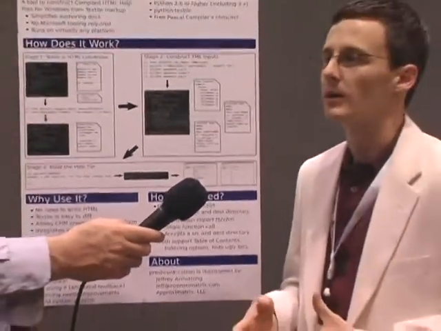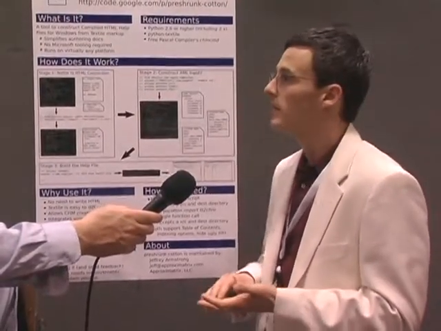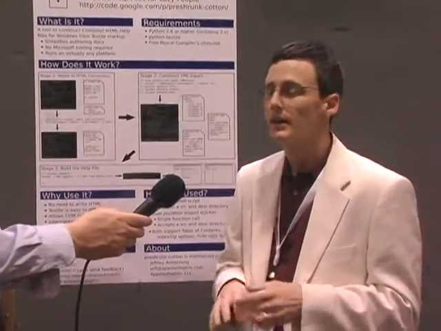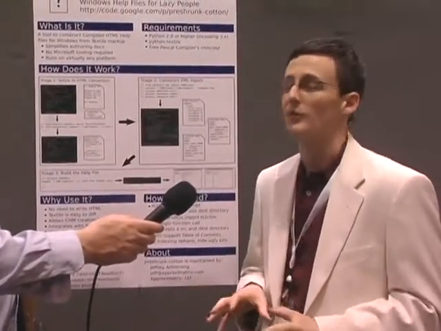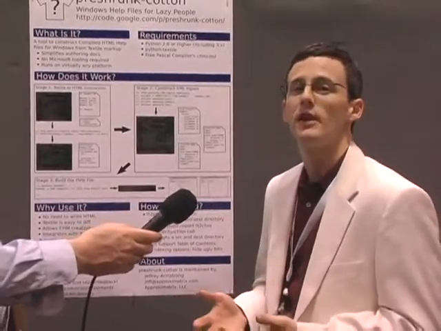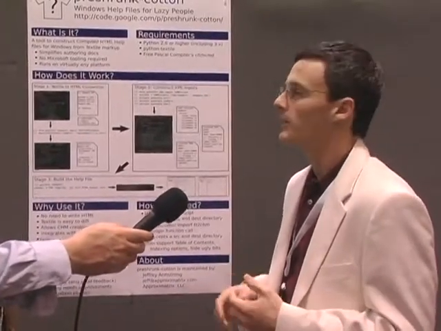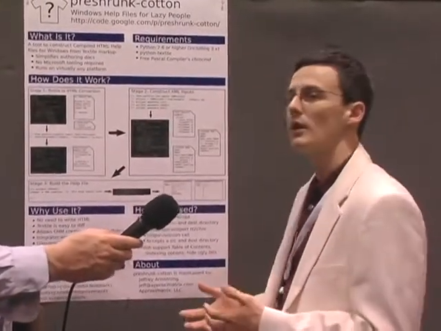One of the nice things about this design is that preshrunk-cotton is, A, free software, and B, does not require any Microsoft tooling. Not that there's anything wrong with Microsoft tooling, but the goal here was to be able to do this on any platform supported by the free Pascal compiler, because they're the ones who actually managed to reverse engineer compiled HTML help by Microsoft. So now, if you have a build system that's maybe based on Linux, you can use preshrunk-cotton to construct your HTML help files for Windows users.